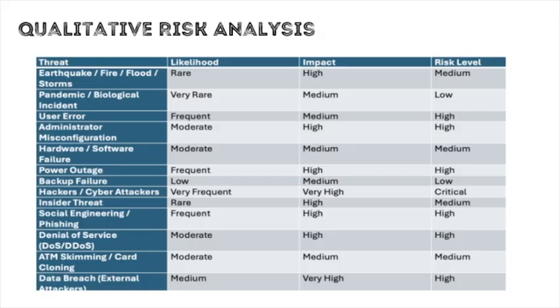Insider threats, rare but high impact, risk level, medium. Earthquake or natural disasters, rare, high impact, risk level, medium. Backup failures and pandemics, low likelihood, medium impact, risk level, low. This completes the qualitative risk analysis, which helps us prioritize the threats based on their probability and effect.